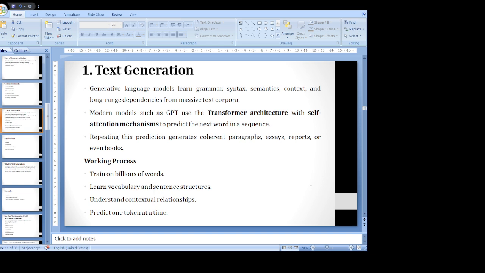Everyone knows that a generative language model can learn grammar, syntax, semantics, context, and long range dependencies from massive text. These models, such as GPT, use transformer architecture with self attention mechanisms to predict the next word in the sequence. By repeating these predictions, ChatGPT or other GPTs can generate coherent paragraphs, essays, reports, or even books. What is the main working process here? First, train on billions of words. Second, learn vocabulary and sentence structures. Third, understand contextual relationships. And the final one, predict one token at a time.